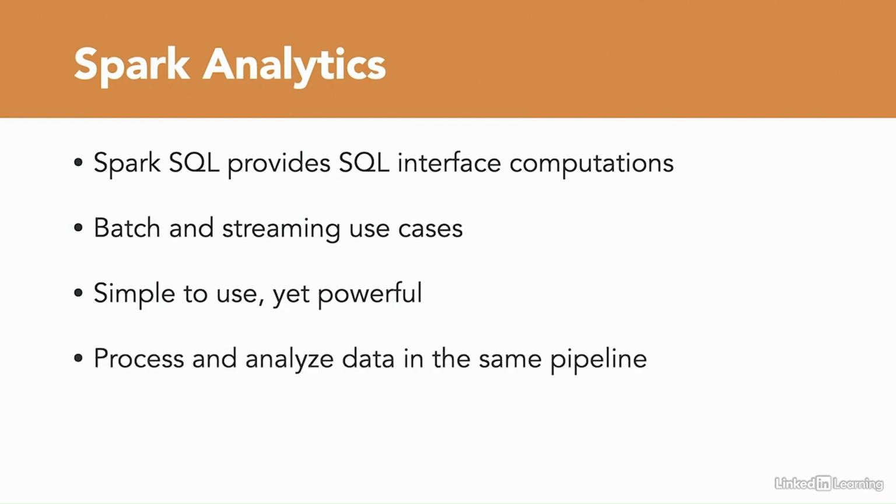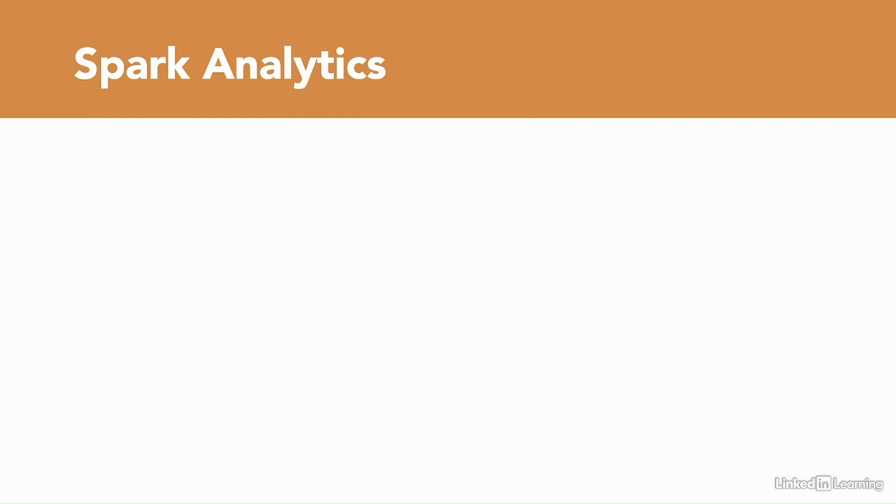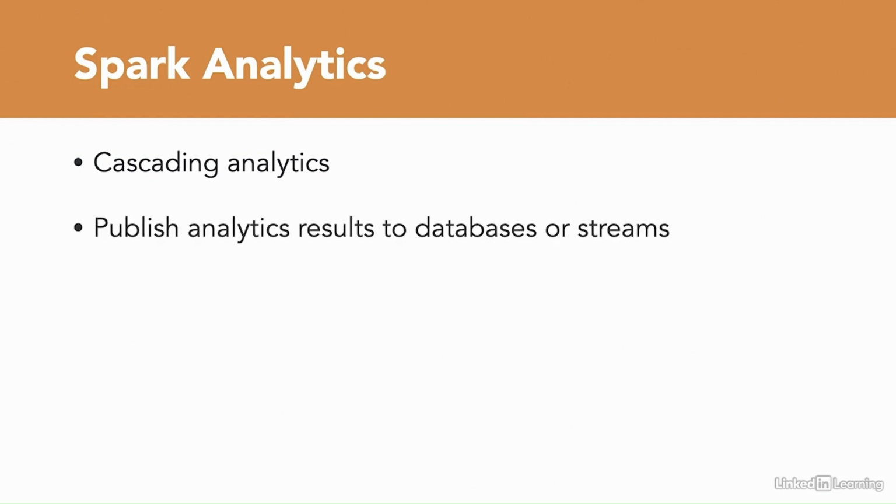SQL-based analytics can be added to the same Spark pipeline that does data engineering, so implementation and deployment becomes easier. Data pipelines can be cascaded with analytics where the output of one operation can be passed on to downstream operations for further analytics and processing. Results of analytics can either be persisted to databases or sent as streams for downstream consumers.